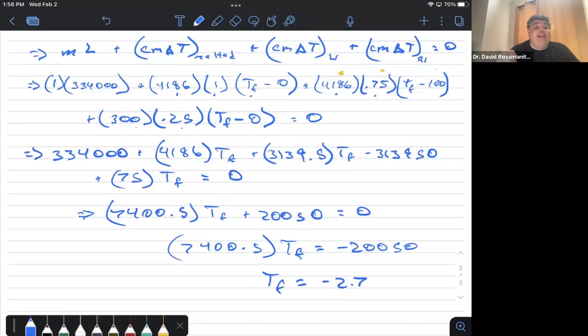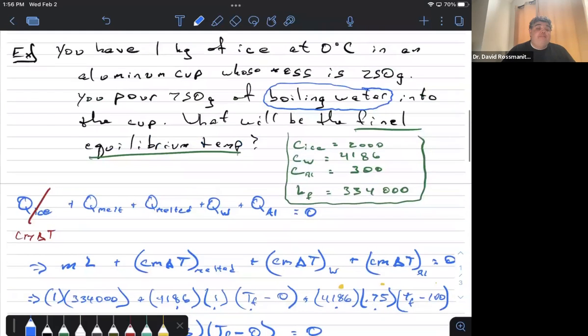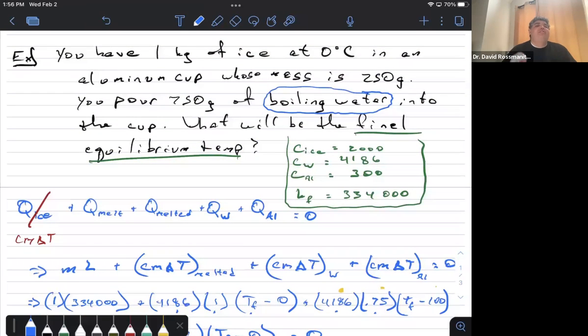So the fact that I'm getting an answer that makes no sense, and I know I did my math correct, means the problem itself is flawed. And I assumed I melted all the ice, but I know I didn't. I could not have melted all the ice because maybe I had too much ice or the original water wasn't hot enough or whatever the case is.